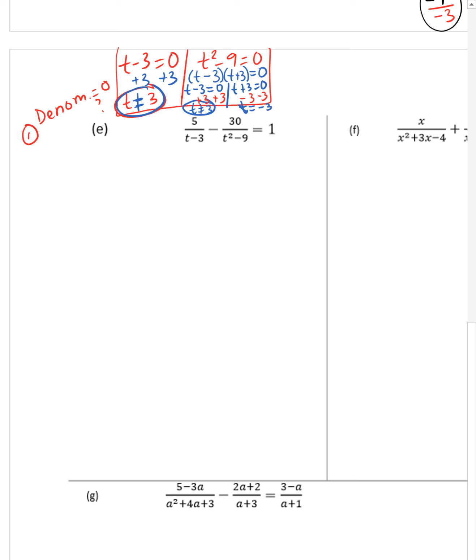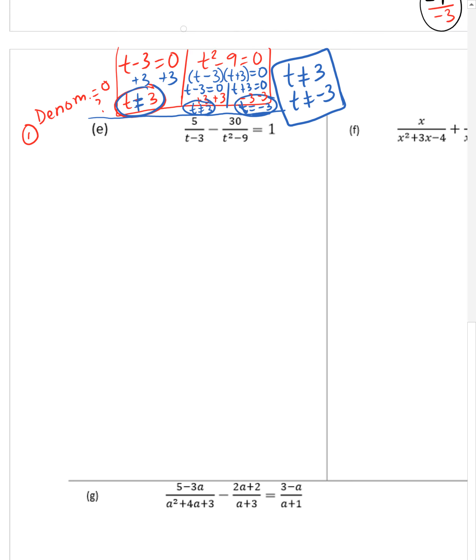T equals negative 3. Okay, so we found out there are two values we don't want. T cannot equal 3, and t cannot equal negative 3. So I've got to remember that for when I'm done. Make sure that my solution doesn't include 3 or negative 3. I'll have to throw either of those out, or both. Okay, sounds good. That was step 1.